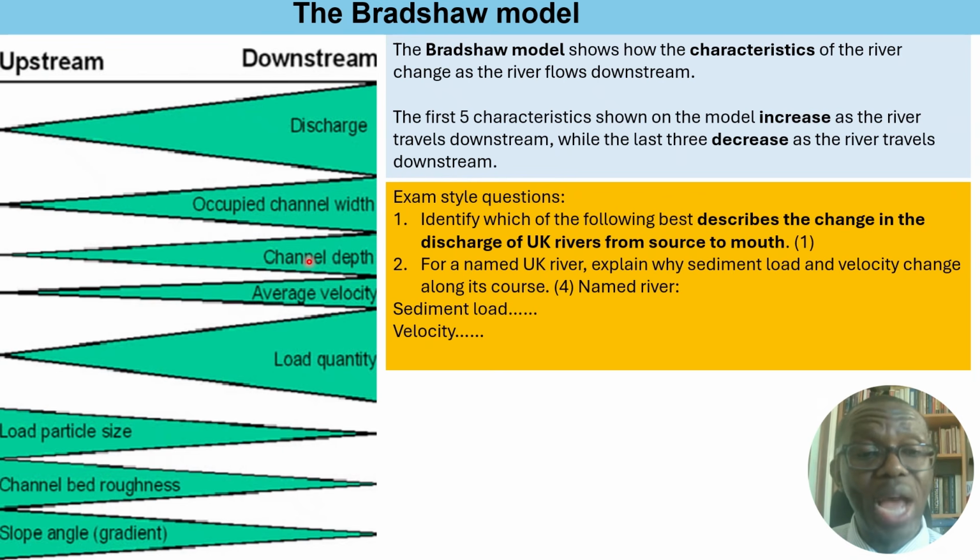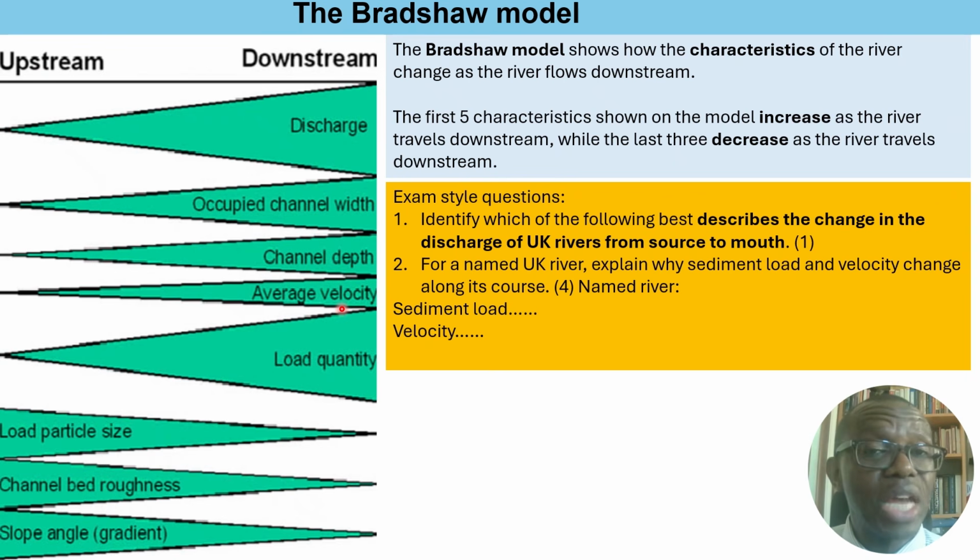However, both the width and the depth of the river are going to increase. And of course, we have the average velocity, which is the speed of the water, and that will increase as well, because as we get more water from tributaries, and the volume of the water continues to increase as we move downstream, then that river is likely to flow a lot faster.